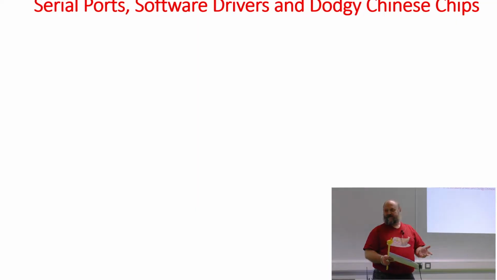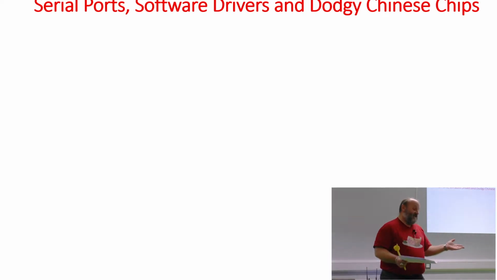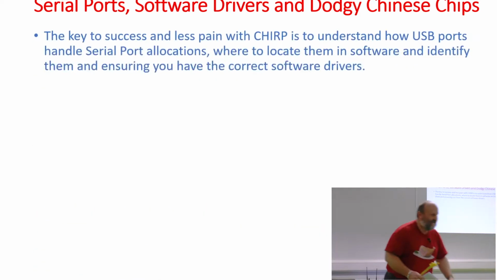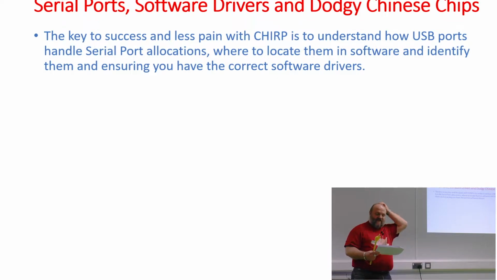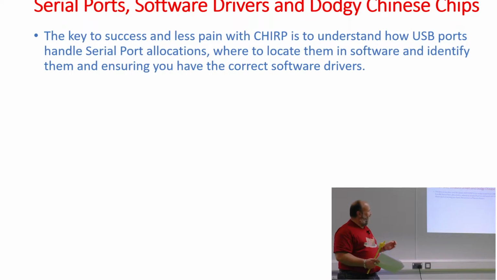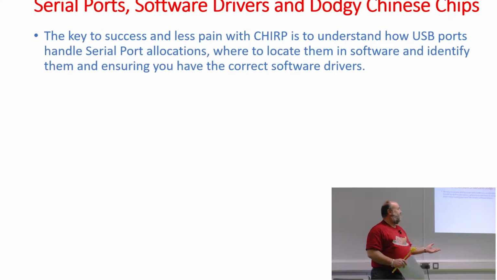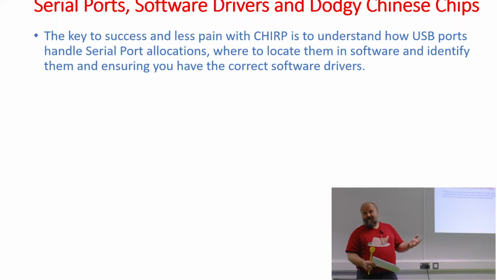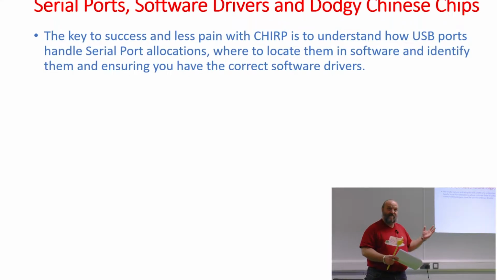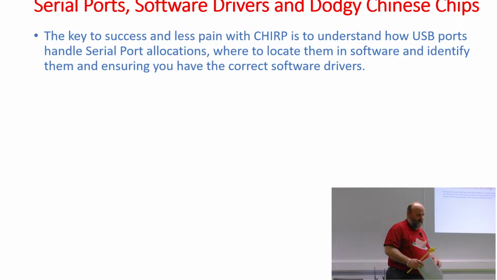So, a word on the serial ports, the software drivers, and those dodgy Chinese chips. Hopefully, I won't be offending any Chinese people here, but. So the key to success with CHIRP is understanding your USB ports, how they handle the serial port allocations, where you find them in your Windows operating system, or other operating system, but this is mainly based on Windows because that's what most people use, and then ensuring that you've got the correct software drivers for the USB port.